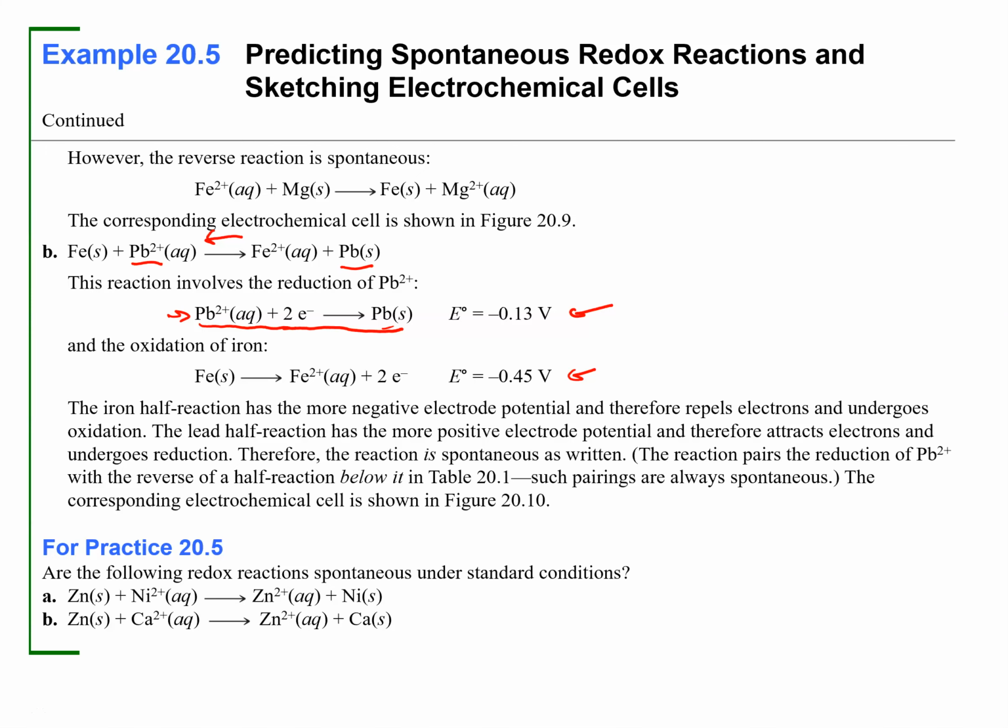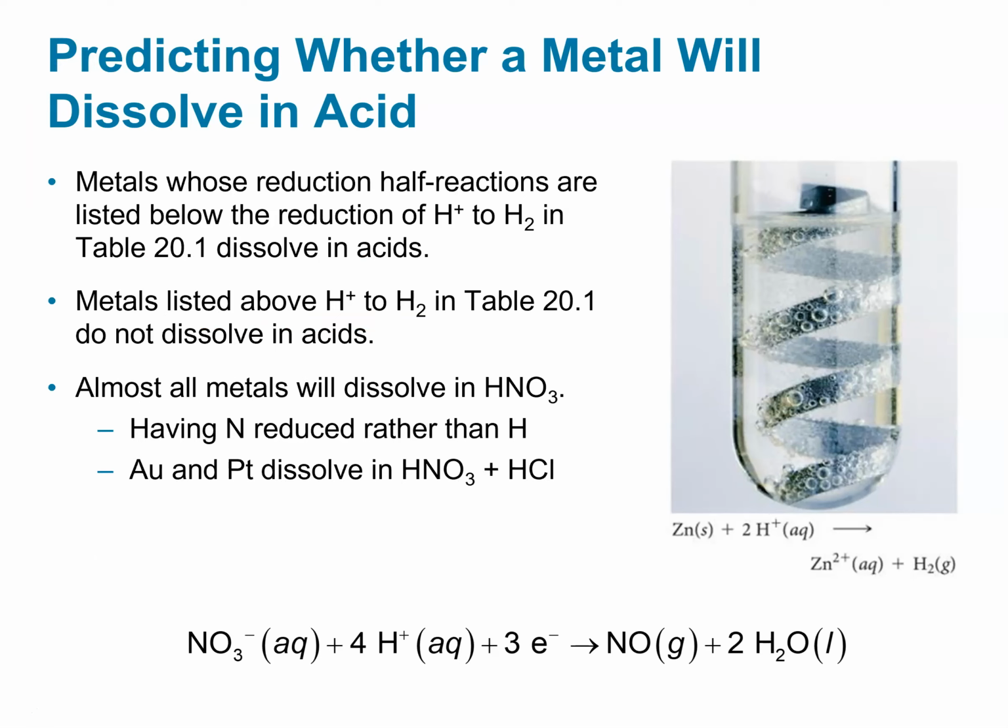Or both. And finally, last slide. How do you predict whether or not a metal is going to dissolve in acid? Well, metals whose reduction half reactions are listed below that of the standard hydrogen potential will dissolve in acids, because they're going to give up those electrons and become aqueous cations as part of the process, because they are below that of free protons, which want those electrons. So it's just an extension of the rule we introduced in the previous few slides about spontaneity. And taking something from a solid to aqueous will dissolve the metal.